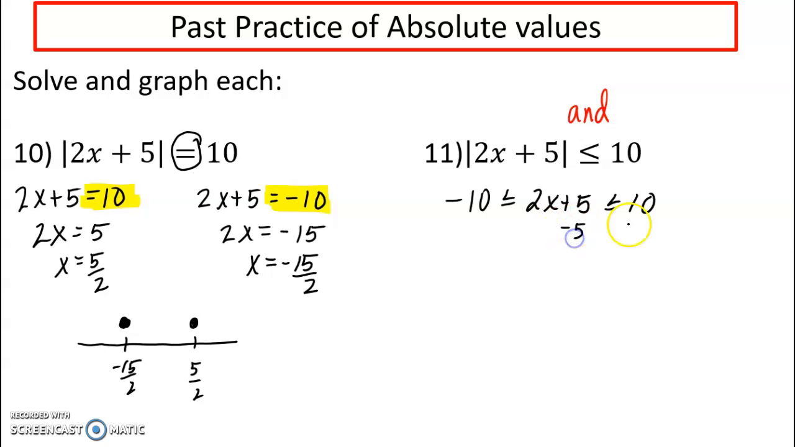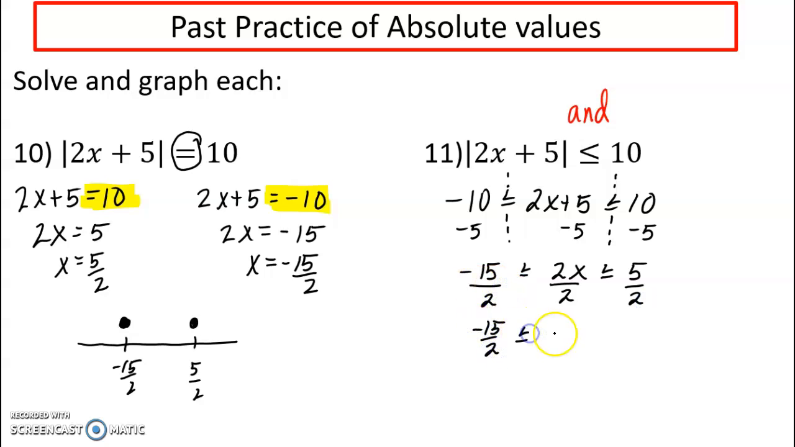Subtract 5, but now be careful, you're subtracting 5 from all three regions here that need those same steps. So I get -15 is less than or equal to 2x, which is less than or equal to 5. Now to get x alone, I'm going to divide by 2 on all those parts. So now notice the values for x are -15/2 and 5/2.